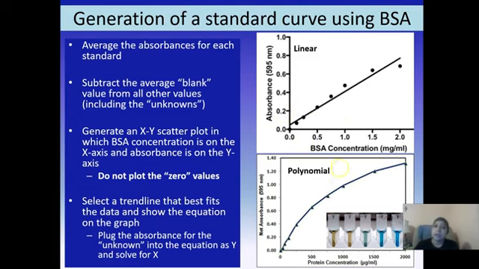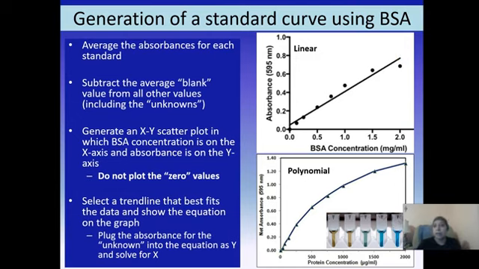Now, you can use the 0 in there or not. However, in our case, we are going to omit the 0 value. So you will not be plotting the 0, 0 point. You're only going to be plotting your actual dilutions. So, wells 2 through 9 is what you should be plotting.